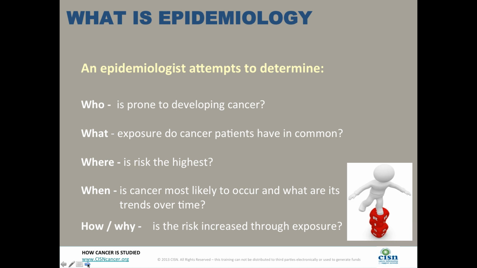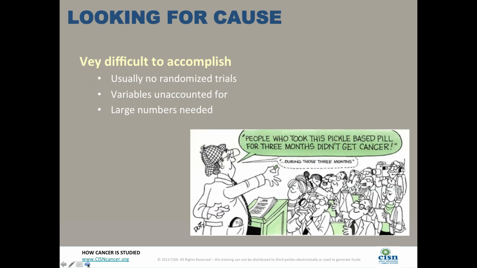When is cancer most likely to occur, and what are its trends over time? And how and why is the risk increased through exposure? So the most successful epidemiology outcome has been that lung cancer was caused by smoking for most patients. There are absolutely lung cancer patients who never smoked and weren't exposed to enough secondhand smoke to get lung cancer. It's a different form, and they haven't figured that part out yet.